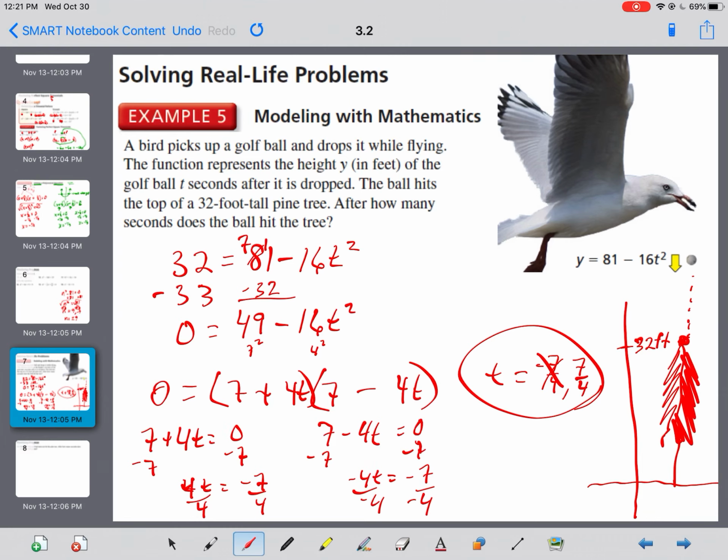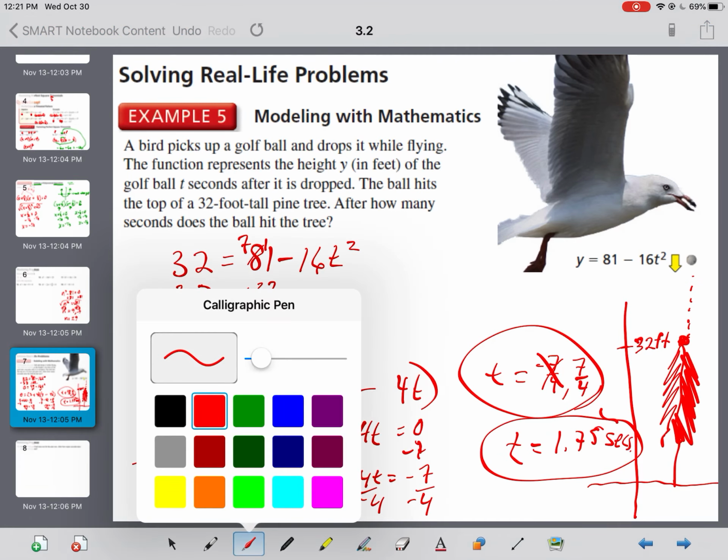So 1 3/4 of a second, or 1.75 seconds. Usually you put your units on there, seconds, right? And that's how long it took. Plug in the y, get it set equal to 0, solve it.